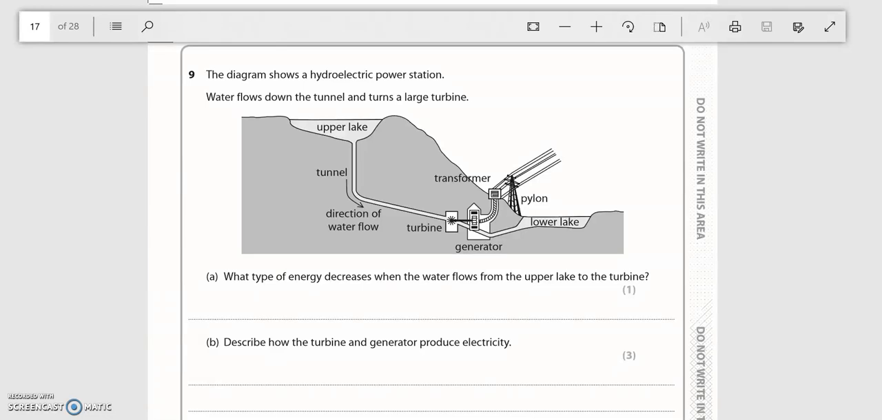This topic is no longer on paper 1, would only be examined on paper 2. For the first answer, the answer is gravitational potential energy. So the water in the upper lake has gravitational potential energy because of its height, and then as the water flows down the tunnel, that gravitational potential energy turns into kinetic energy, which then turns the turbine, becomes the kinetic energy of the turbine.